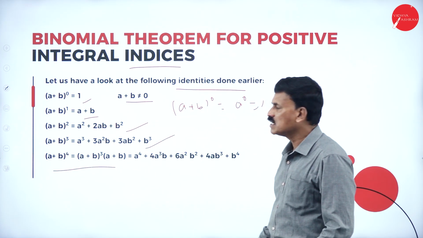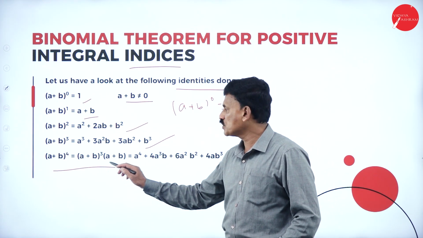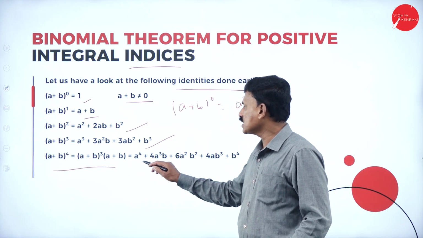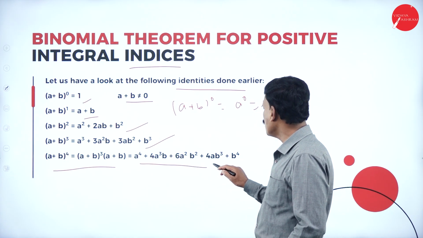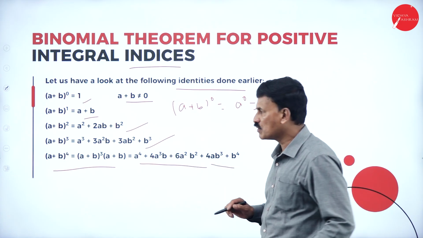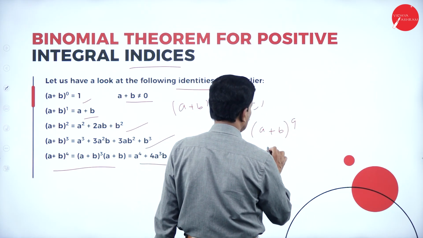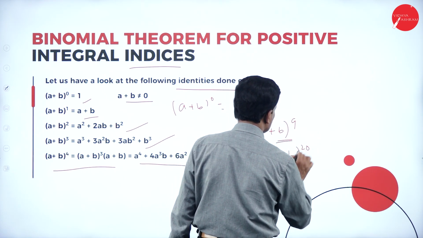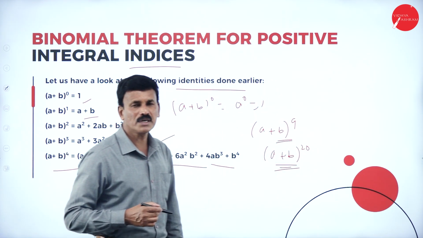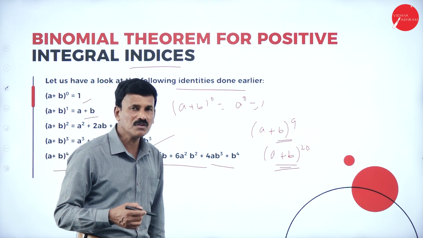Suppose we want to write a plus b to the power of 4, that can be written as a plus b whole cube into a plus b. That is nothing but a to the power of 4 plus 4a cube b plus 6a square b square plus 4ab cube plus b to the power of 4. Suppose we want to write a plus b to the power of 9 or a plus b to the power of 20. So this can be expanded with the concept of the binomial theorem.